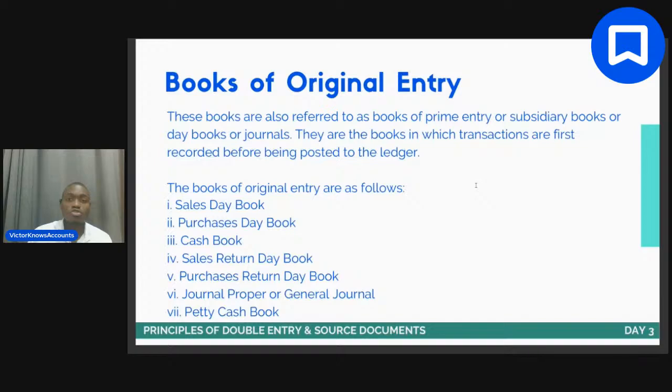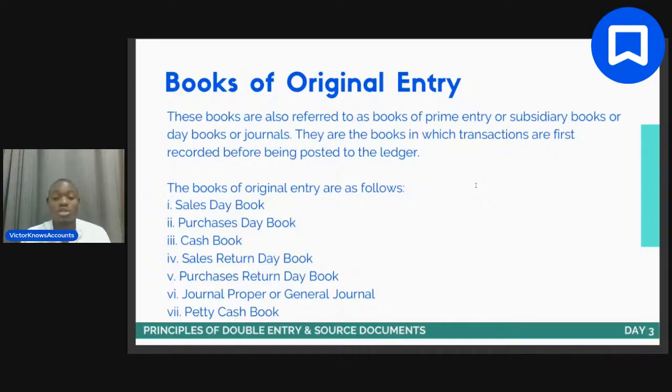So the relevant source document for the sales day book is the duplicate of the invoice that is issued to the customer. The sales day book will contain every piece of information that you see on the invoice. So you see a list of the sales invoices that have been issued, in the order in which they are issued. You see the date of issue, the name of the customer, the number of the invoice, the sales ledger number to which the individual account will be posted, and the net amount.